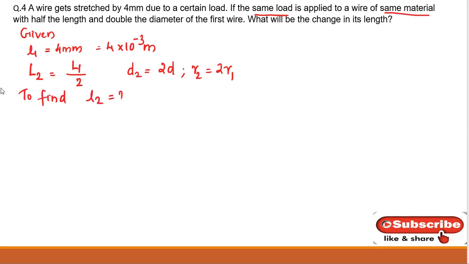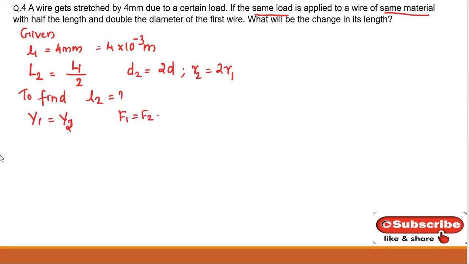Okay, we know that the formula for change in length we can find out from Young's modulus formula. Here it is given that the same load is applied to a wire of the same material. If the material is the same, then the Young's modulus of both materials will be the same. Y1 is equal to Y2, and the same load is applied, that means F1 is equal to F2.